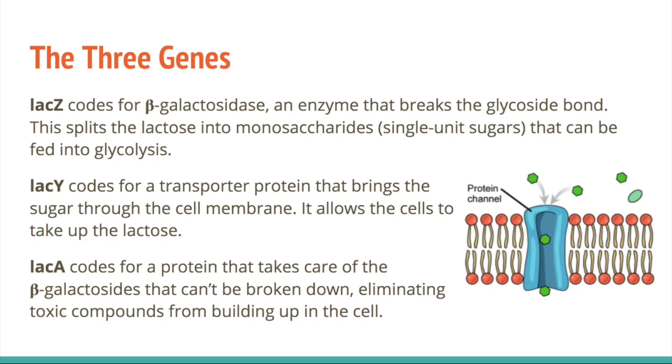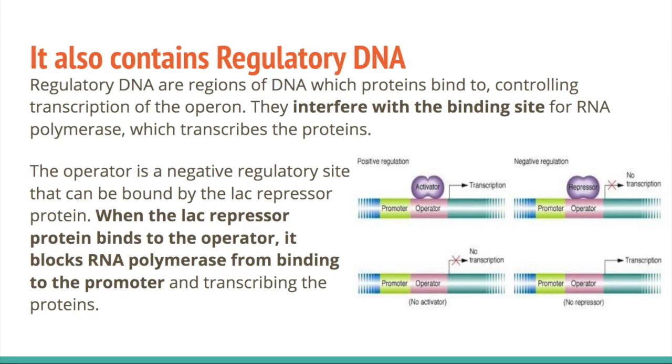LacZ codes for an enzyme that breaks the glycoside bond, which breaks down lactose into monosaccharides so that it can be used throughout the cell. LacY codes for a transporter protein that will bring the lactose into the cell, and LacA codes for a protein that will essentially take care of the beta-galactosides that can't be broken down, which eliminates toxic compounds from building up in the cell. These genes are controlled by regulatory DNA.